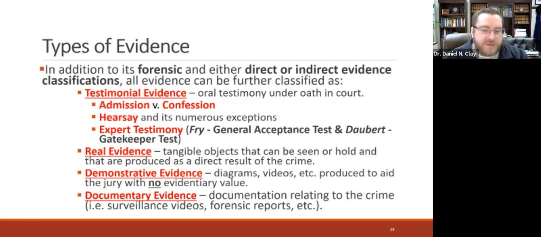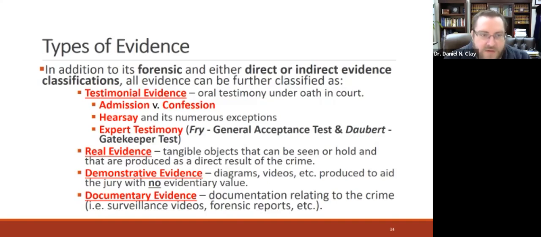And then there's documentary evidence. This is documentation relating to the crime. Surveillance videos are documentary, because you can't really hold the pictures that they're showing. You can hold the videotape, but you can't hold the pictures. Forensic reports, again, we're trying to get the information from them, and things along those lines. So those are documentary evidence.